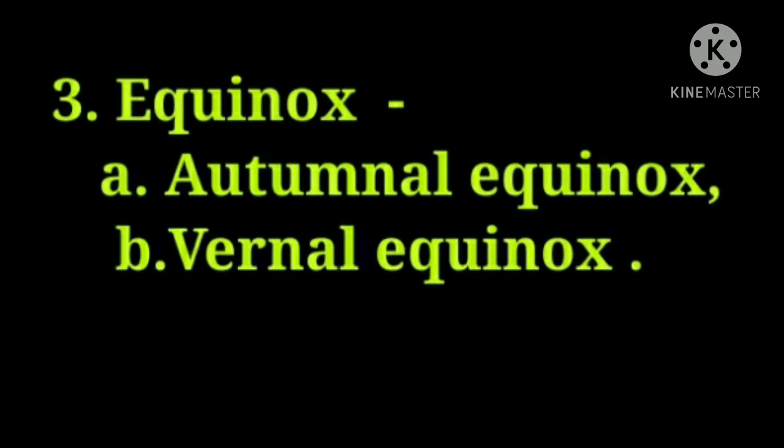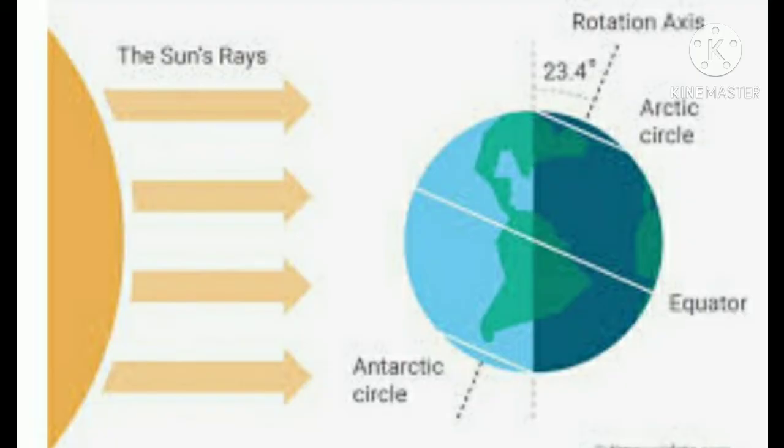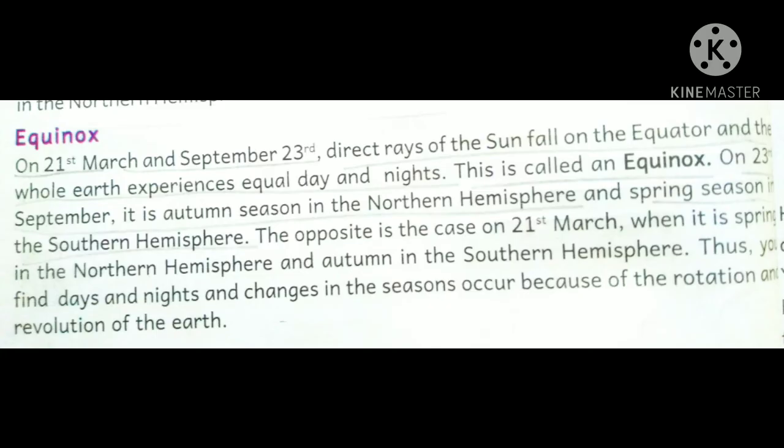Next we see equinox. There are two types, autumnal equinox and vernal equinox. How it is forming, we'll see. Sun rays directly fall onto the equator of the earth, forming the equinox. On 21st March and 23rd September, direct rays of the sun fall on the equator and the whole earth experiences equal day and night. This is called an equinox.